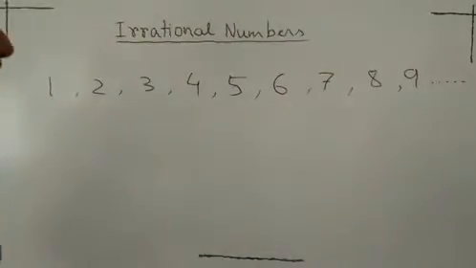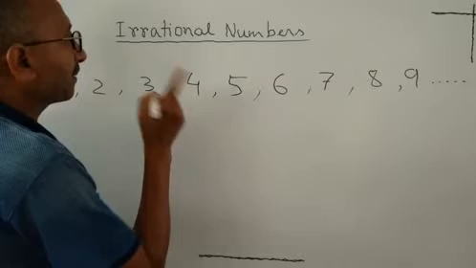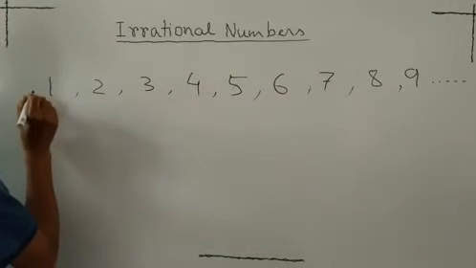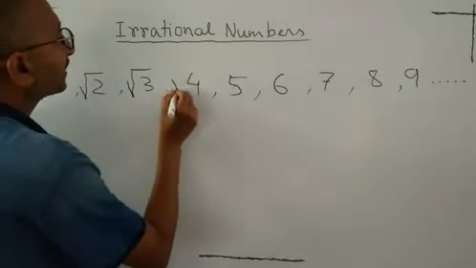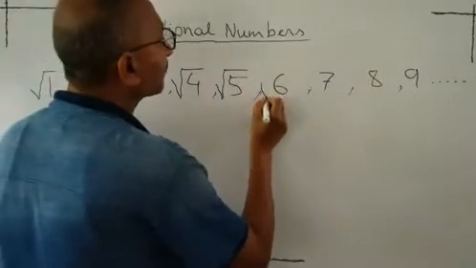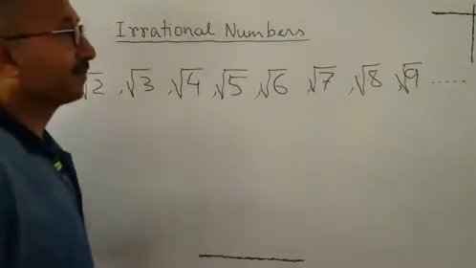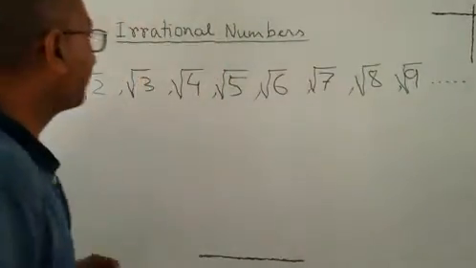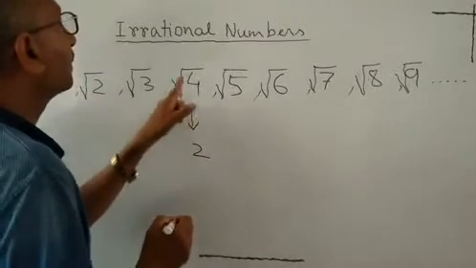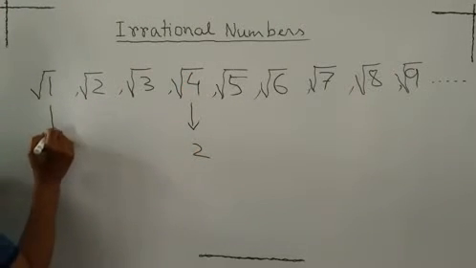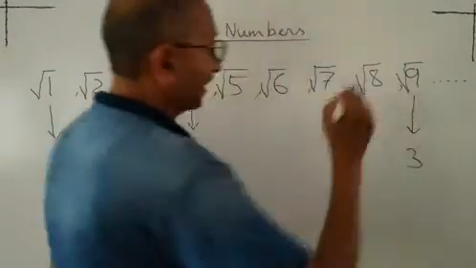Now if I take the square root of all these numbers, here square root of 1, how will you write? Square root of 1, square root of 2, square root of 3, square root of 4, square root of 5, square root of 6, square root of 7, square root of 8, square root of 9, and so on. Square root of 10, 11, 12. Out of them, root over 4 is equal to 2, root over 1 is equal to 1, root over 9 is equal to 3. This we can find out.